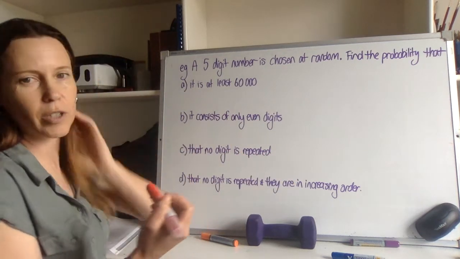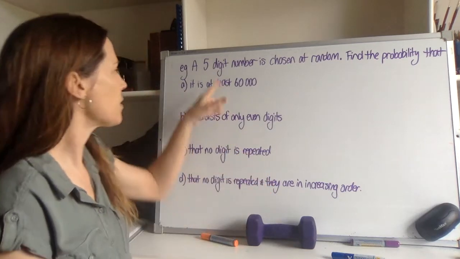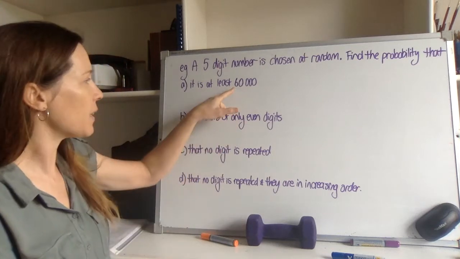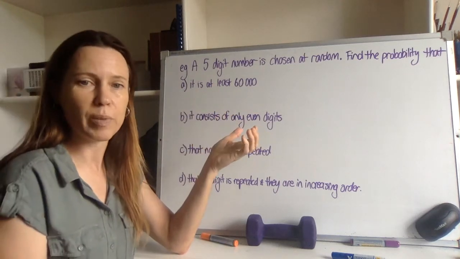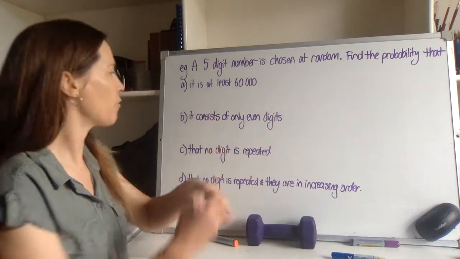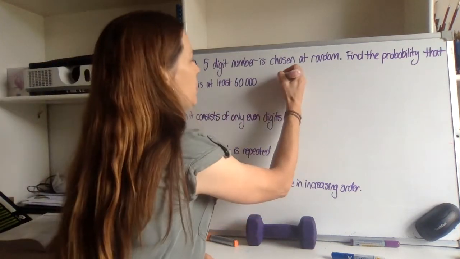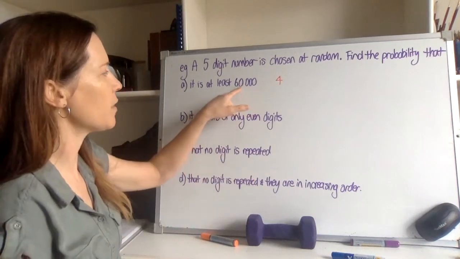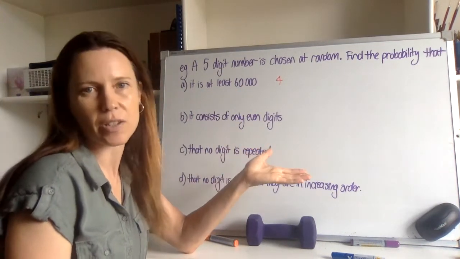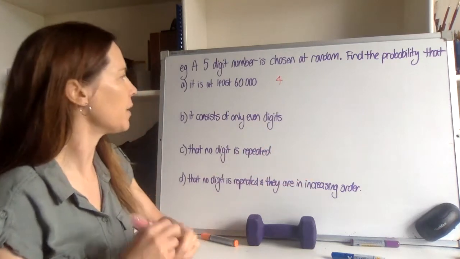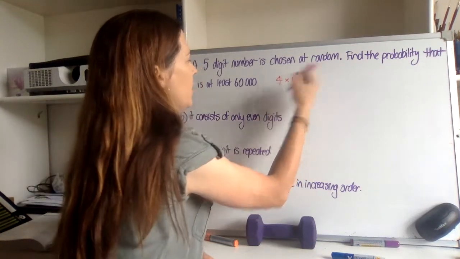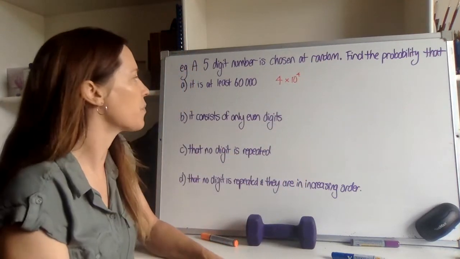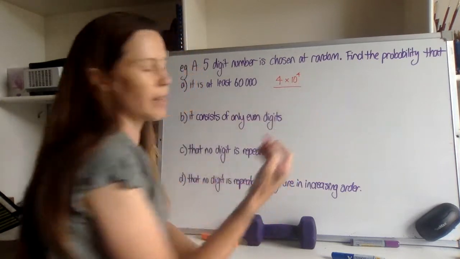Now, two strategies I want to show you here. One is to say, well, let's consider each digit one at a time and what the possibilities would be. If it's got to be at least 60,000, then it could be 6, 7, 8, or 9 in that first digit position. So that's 4 different choices. But for the other 4 columns, there's 10 digits that are possible, everything from 0 up to 9. And so we've got 4 times 10 times 10 times 10 times 10, which I can write cleverly like that.